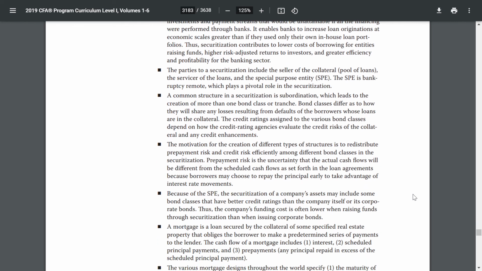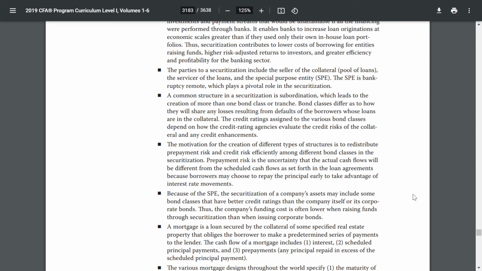The parties to securitization include the seller of the collateral, the pool of loans, the servicer of the loans, and the special purpose entity, the SPE. The SPE is bankruptcy remote, which plays a pivotal role in securitization.